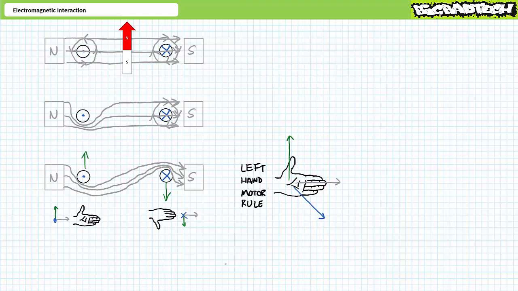This is the source of motor action. Electricity and magnetism are the causes, and movement is the effect. Motors use the interaction of magnetism and electricity to generate movement.